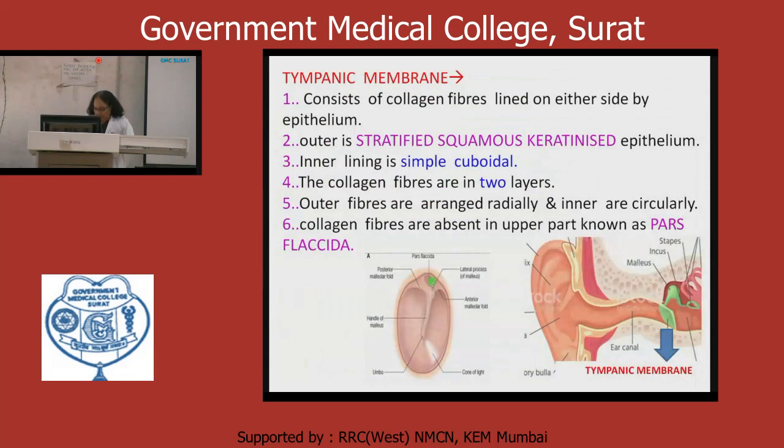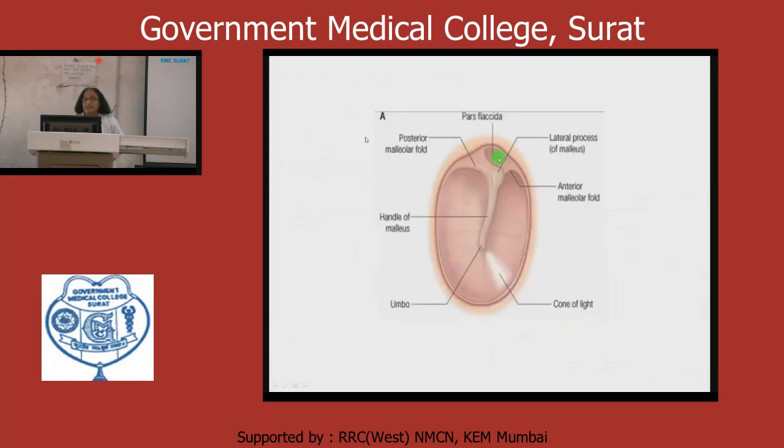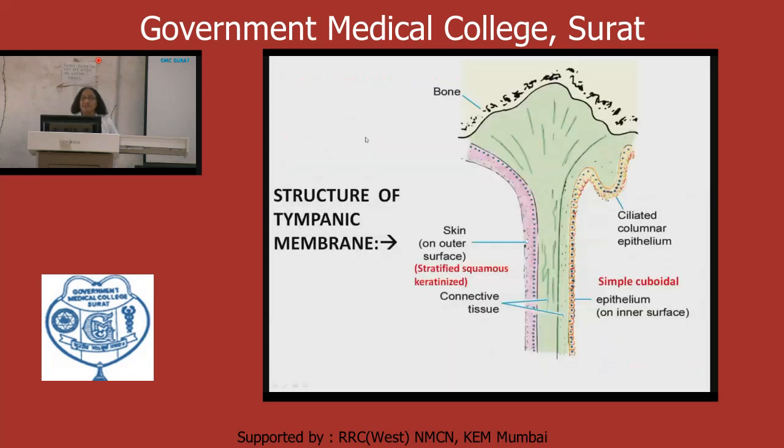Now, second, tympanic membrane. You can visualize the tympanic membrane in the given diagram. This tympanic membrane will separate the external ear from the middle ear. Now, histologically, the tympanic membrane is made up of collagen fibers, which are lined on either side by the epithelium. You can see in the given diagram, this is the tympanic membrane having the bilateral epithelium.